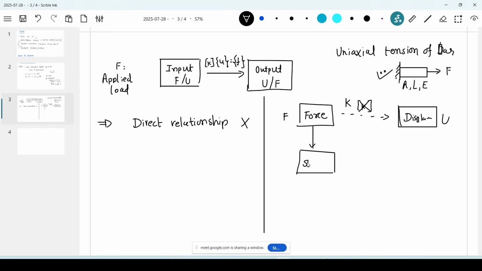I get the stress first, and in solid mechanics we have learned this: for a given force, we simply divide by area. So sigma is equal to F by A. Once you have stress, what is the next quantity that we can find from the stress? Any idea? I know it's simple, but I just want to hear from you. Strain.